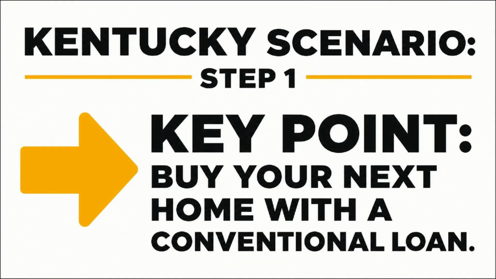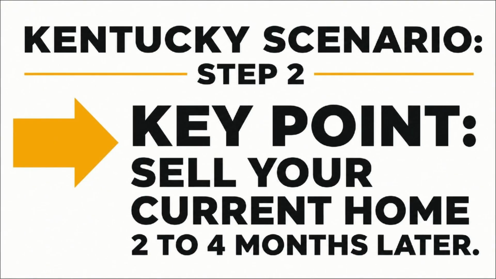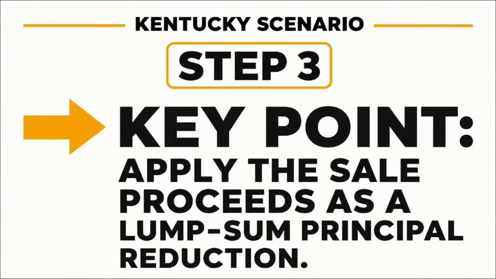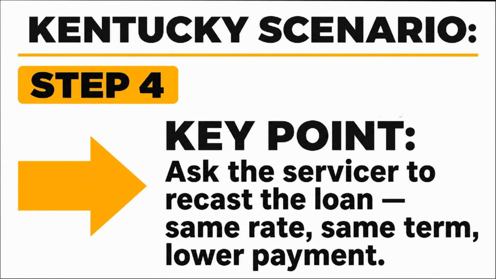If you are looking at a scenario here in Kentucky, step 1 is to purchase your next home using a conventional loan. Step 2 is to sell your current home. Typically, this process occurs 2 to 4 months after your purchase. Finally, step 3 is to take the proceeds from the sale of your home and apply them as a lump sum principal reduction to your new loan. For step 4 of your Kentucky scenario, simply ask your loan servicer to perform the recast. You will keep your current interest rate and loan term, but benefit from a lower monthly payment.